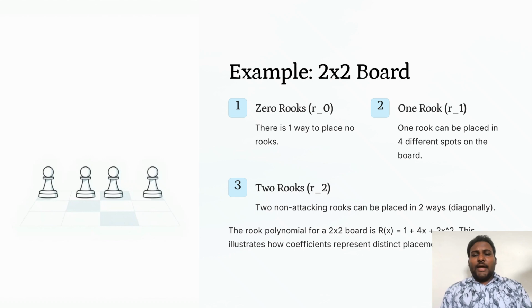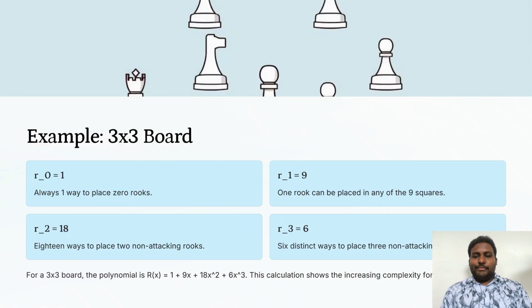We are going to consider a 2 into 2 board where the zero rooks are always placed in one way, and the one rook can be placed in four different spots, and the two rooks can be placed in two ways diagonally. So the rook polynomial for a 2 into 2 board is 1 plus 4x plus 2x to the power 2. This illustrates the coefficient representation of distinct placements.